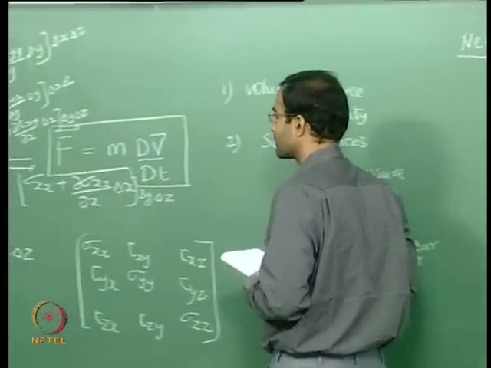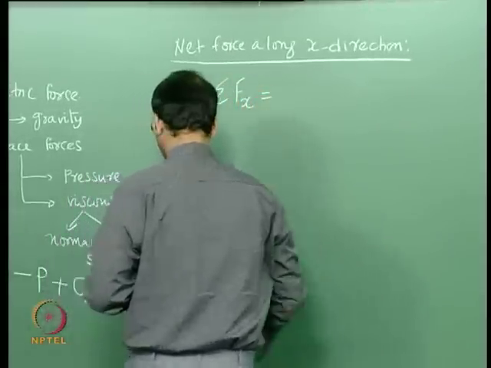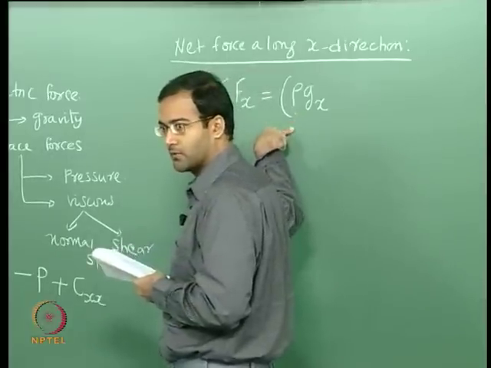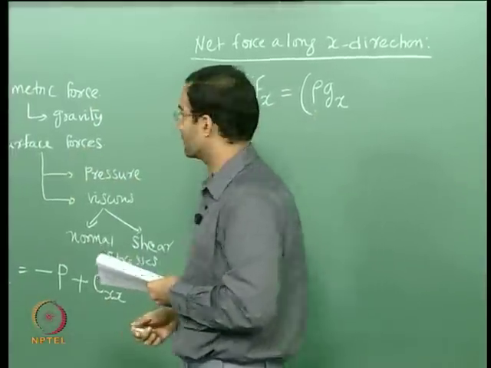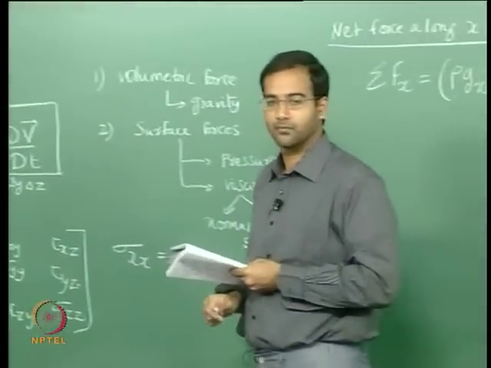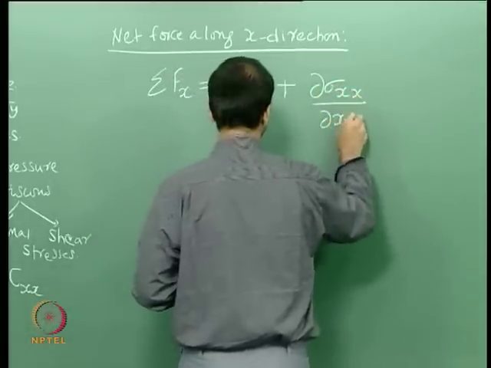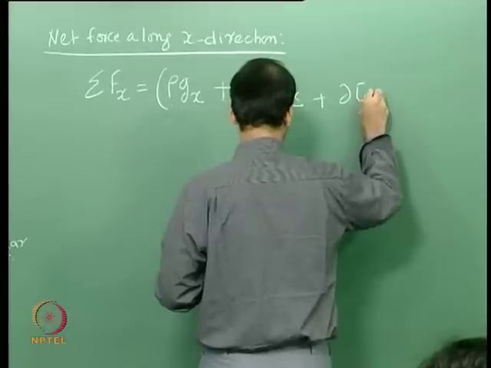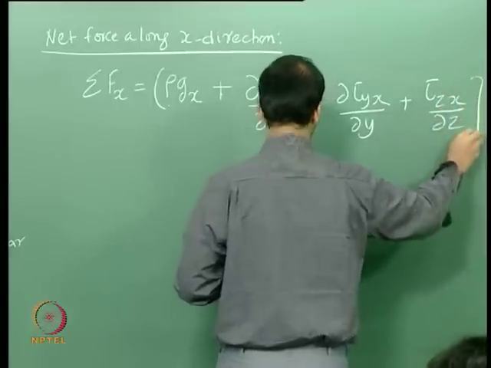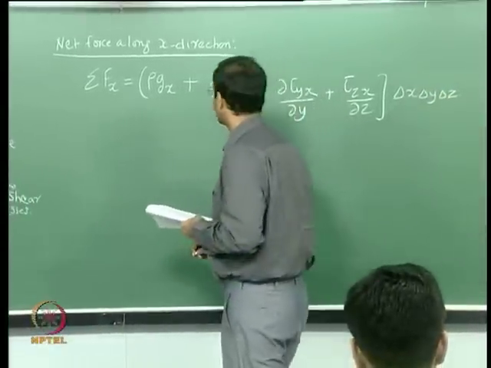Okay, so if you balance these forces in the x direction, what should be the net force? Of course you have your gravitational force, okay, per unit volume. If you multiply by the volume of the control volume, that will be the net force acting on that control volume. And what should be the other shear stress terms? Plus d sigma xx by dx, okay, plus d tau yx by dy, plus d tau zx by dz, and of course this has to be multiplied by delta x, delta y, delta z, right.